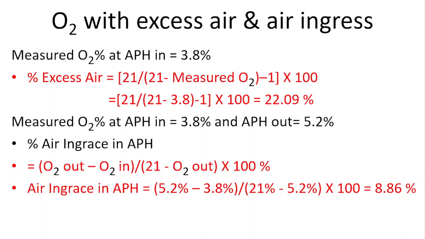Now if you measure the oxygen at the air preheater outlet also, then the air ingress can be calculated, which is given by the formula: oxygen out minus oxygen in, divided by 21 minus oxygen out, times 100. Here in this case the air ingress in the air preheater is 8.86%.